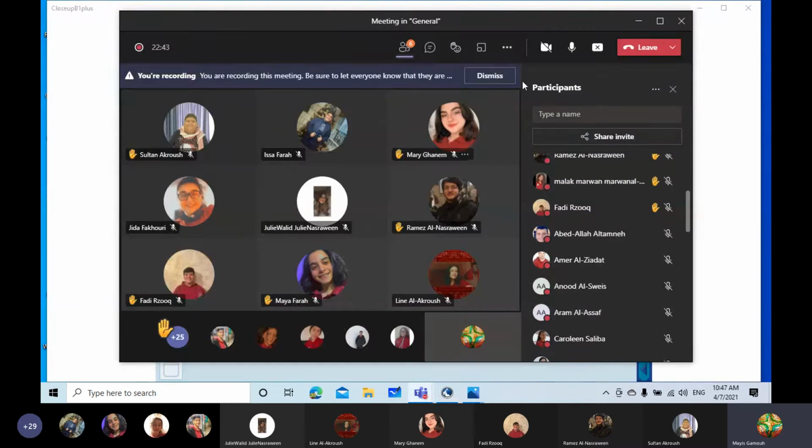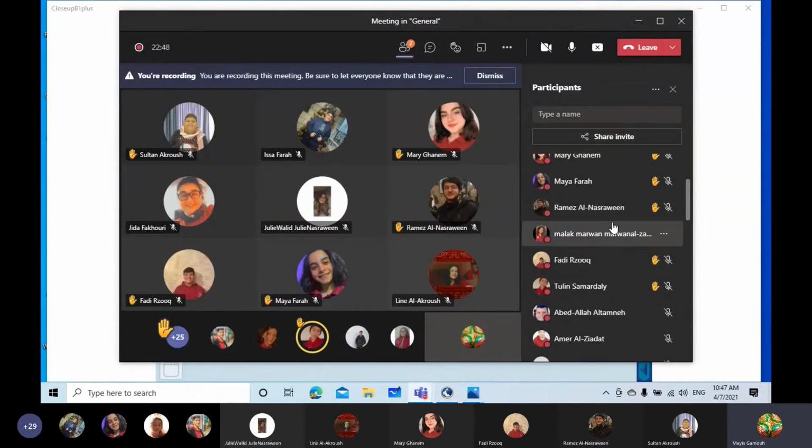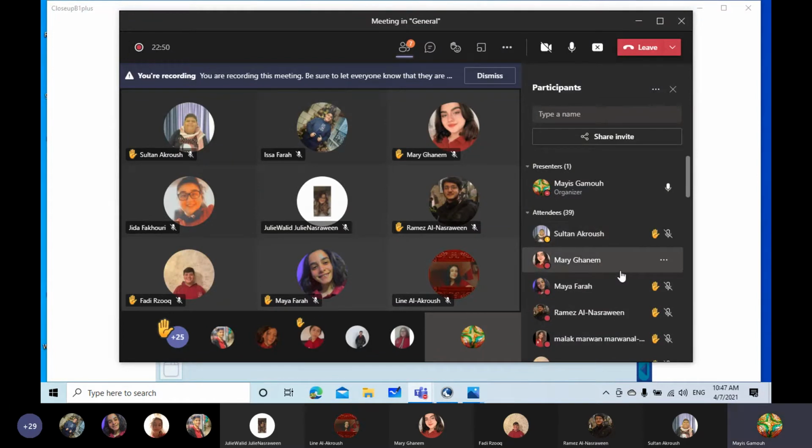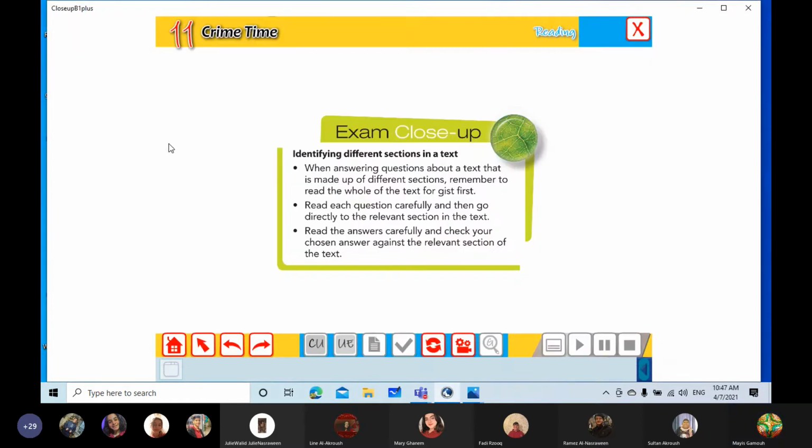Who would like to read? Let me see hands. Tulin, go ahead, dear. Yes, teacher. When answering questions about a text that is made up of different sections, remember to read the whole of the text for gist first. Thank you, dear. So here, look at this point. When answering a question, there will be a couple of big questions to answer.